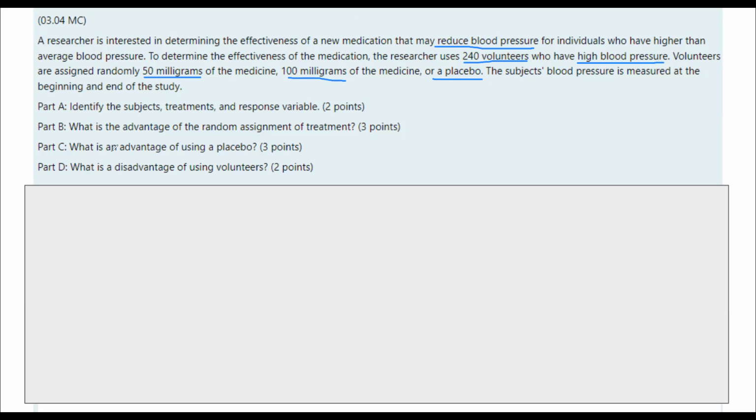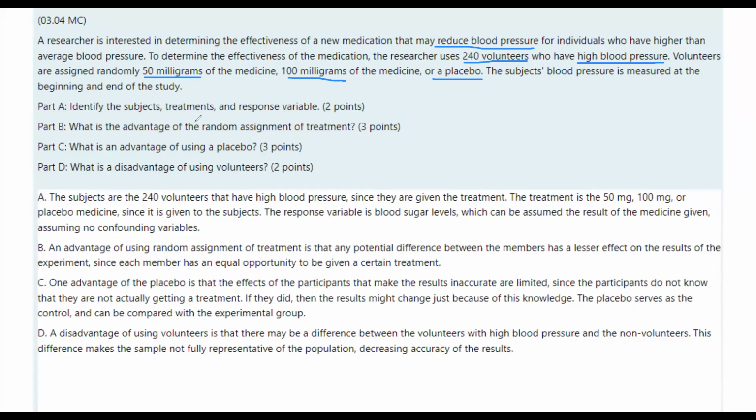Subjects' blood pressure is measured at the beginning and end. So we just got 4 parts here. I'm just going to go ahead and move this thing. And let's see. The first thing was identify the subjects, treatments, and response variable. The 240 volunteers are the subjects. The treatments are all 3 of those things: 50, 100, or placebo. And the response variable is the blood pressure levels. Oops, it's not supposed to say sugar, it's blood pressure levels.